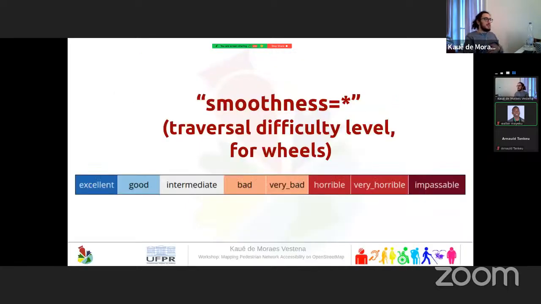I forgot to say that smoothness is the traversal difficulty level for wheels. Smoothness is a parameter that tells you how hard it is to traverse, and in the end, it reflects the rate of decay of that pathway, how much damage it has suffered. That is very important for accessibility, the level of damage.